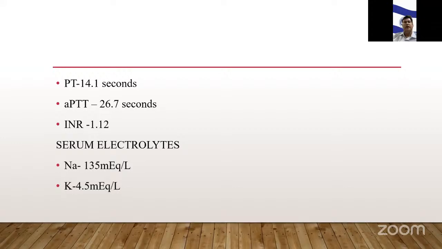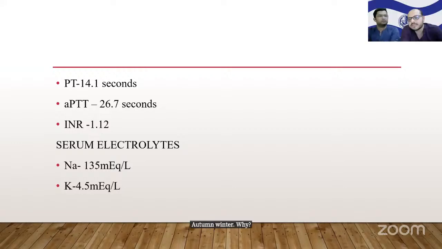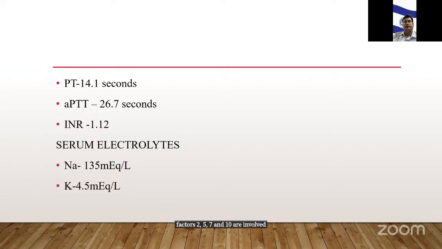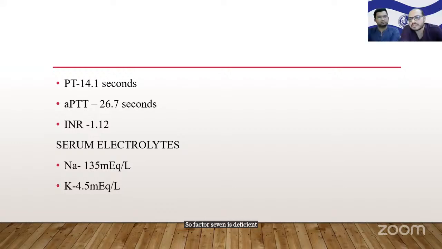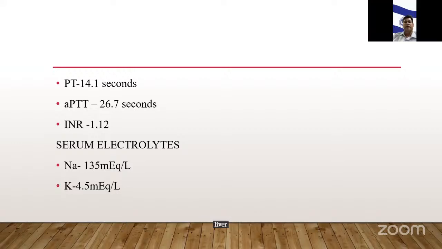Ritvika, can you tell me which is the more important coagulation parameter in this obstructive jaundice or liver failure patient, PT or APTT? Sir, it is prothrombin time. Why? Because the extrinsic pathway where factors 2, 5, 7, and 10 are involved. Factor 7 is deficient in liver failure, so prothrombin time is usually prolonged in a patient with liver disease. Good. Go to next slide.